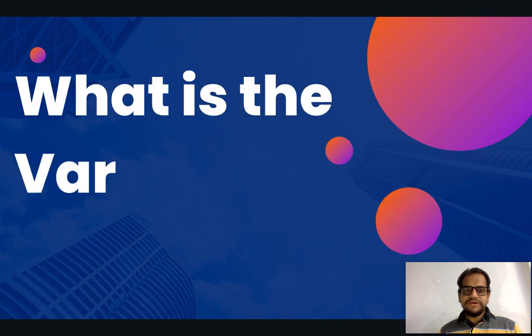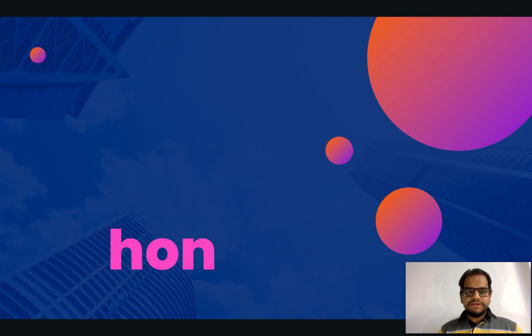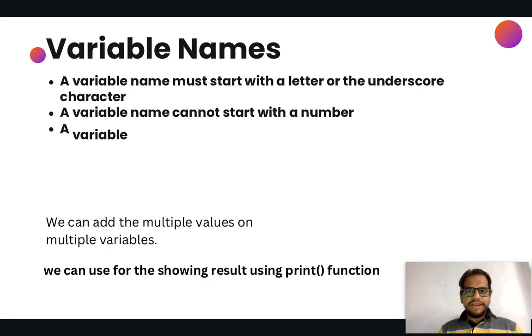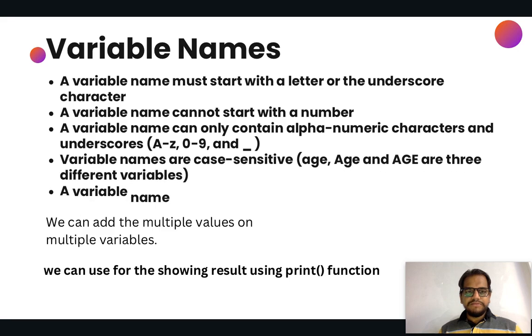Hello everyone. Today we will learn what a variable is in Python. Like every language, Python also has variables. We can assign a variable against a value. So in that case, we can check some rules on how to write variables in Python. There are multiple types of rules.